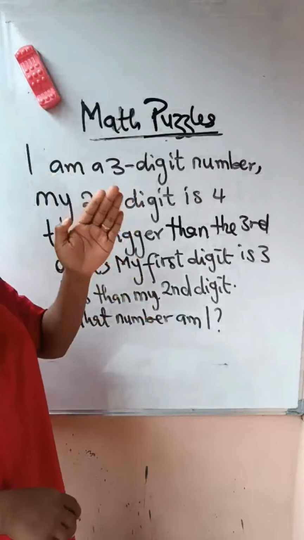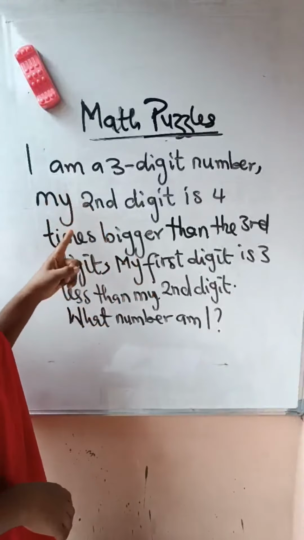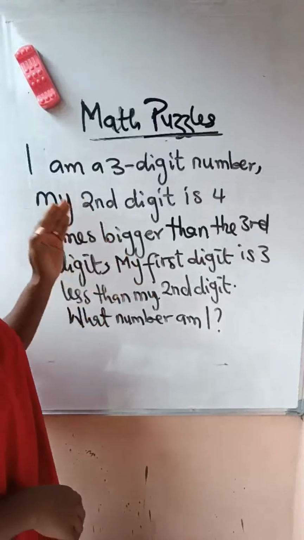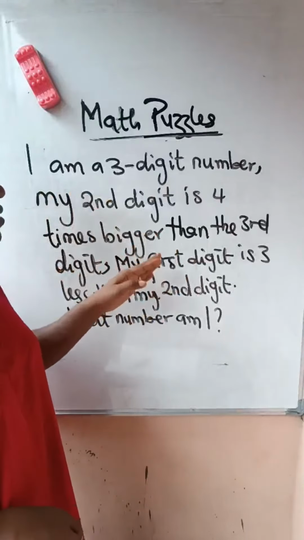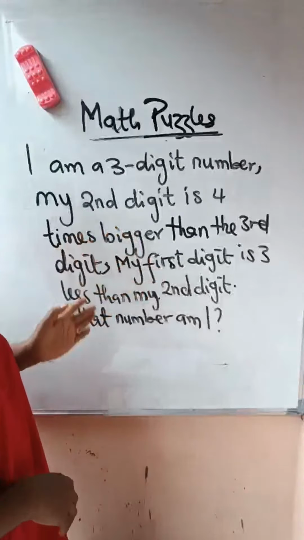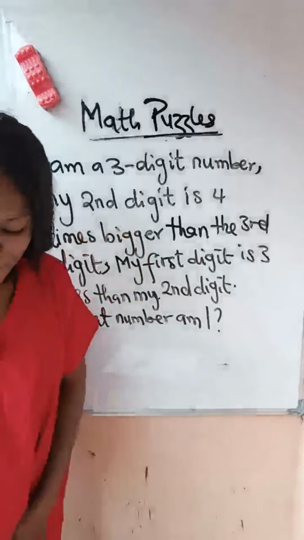I am a 3-digit number. My second digit is 4 times bigger than the third digit. My first digit is 3 times less than my second digit. Now, what number am I?